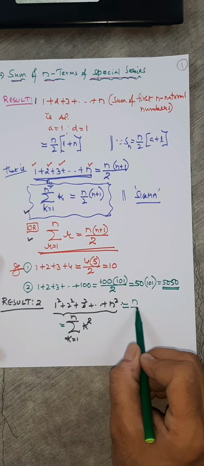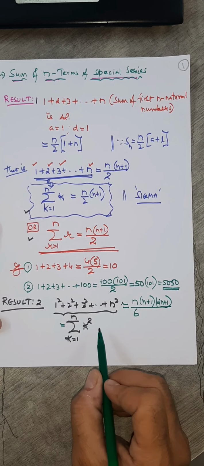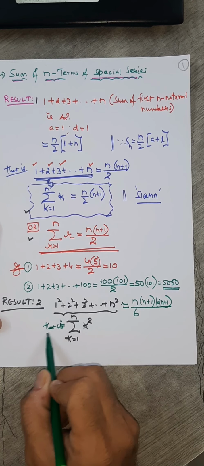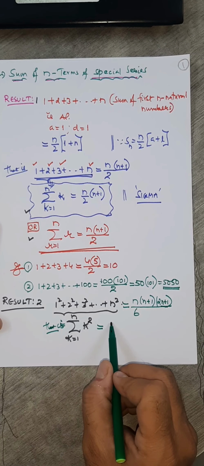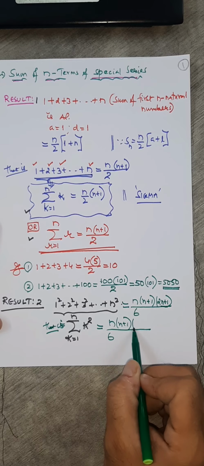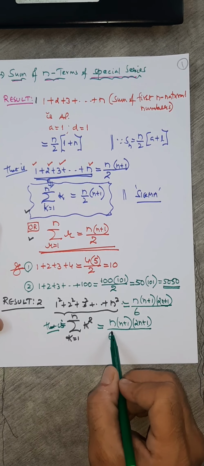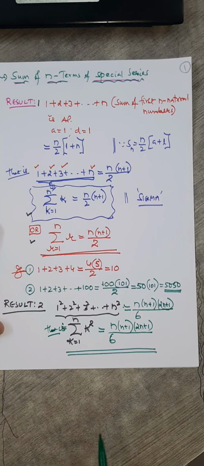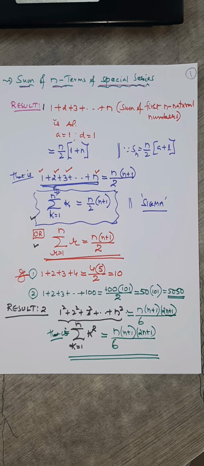n by 6, n plus 1 into 2n plus 1. You can do it by PMI or you can refer to the textbook. There are some other ways also. So I'll write that this sigma k squared is given by n by 6, n plus 1 into 2n plus 1. This is the formula. For what? Sum of the squares of the first n natural numbers. I repeat, sum of the squares of the first n natural numbers.